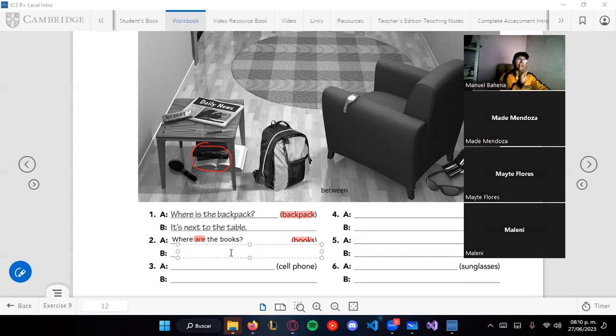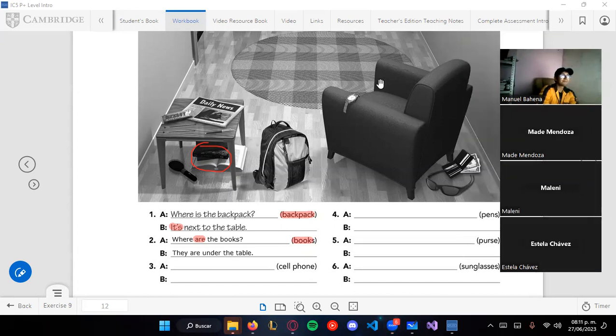So, but, what am I going to use? Am I going to use it? ¿Voy a usar it también aquí? They are. Exactly. They, why they? ¿Por qué they? Estamos hablando de singular. Plural. Exactly. Yes. They are. They are. Under. ¿Qué significaba under? Abajo. Debajo de. The table. Yes. They are under the table. Están debajo de la mesa. Exactly. Okay. Got it? ¿Sí quedó claro? Got it, teacher.